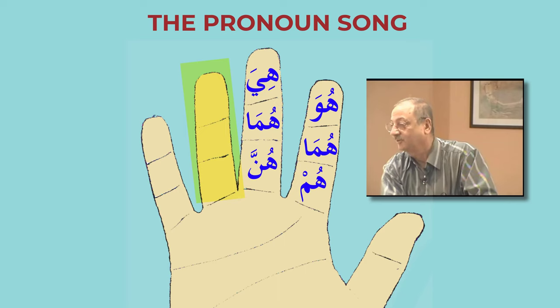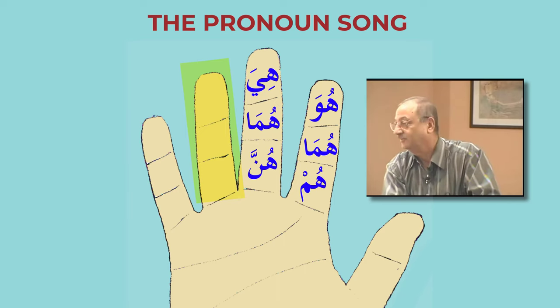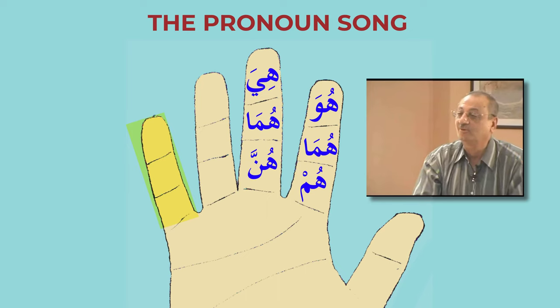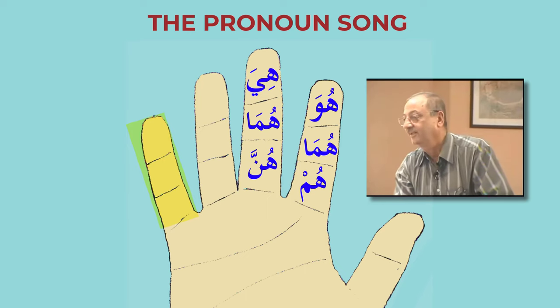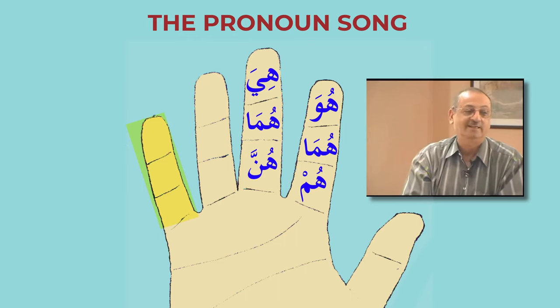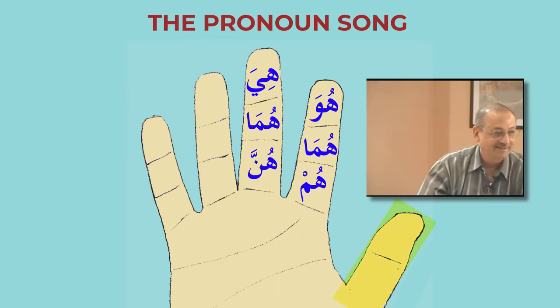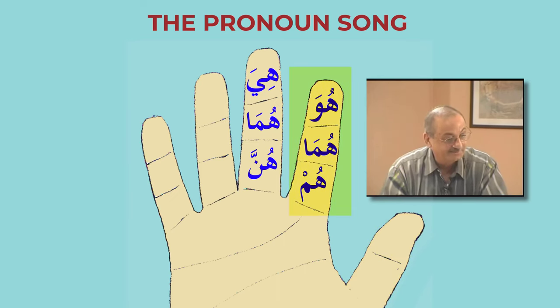Anta, antuma, antum. Anti, antuma, antunna. Ana, nahnu. Huwa, huma, hum.